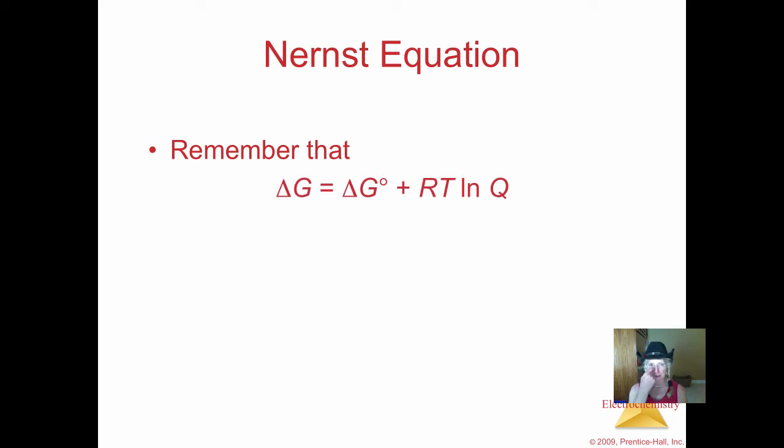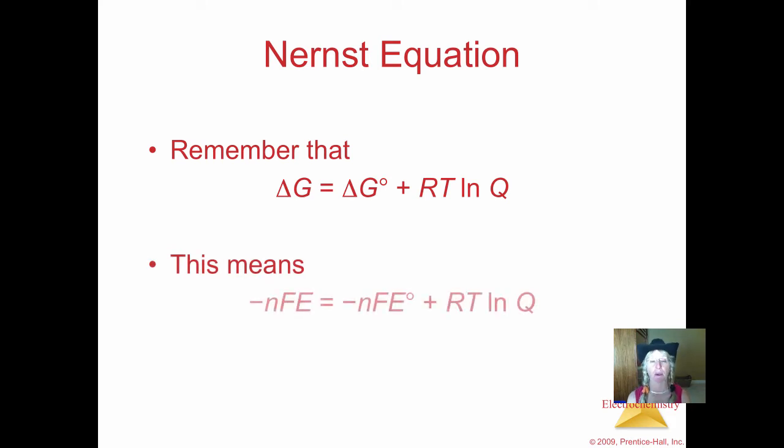Okay, so this next podcast in electrochemistry is about the Nernst equation, or another way to think of that is how to calculate cell voltage or cell potential when you're under non-standard conditions.